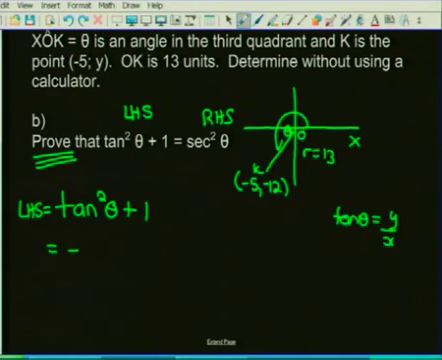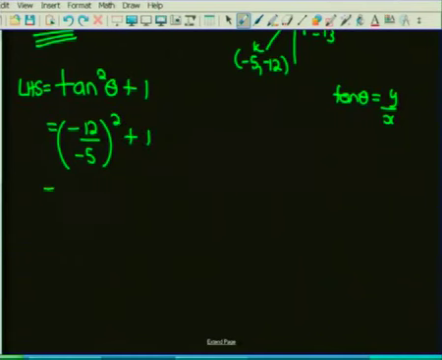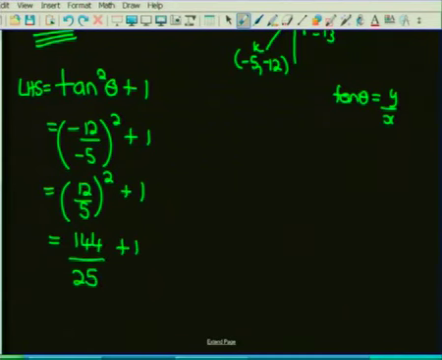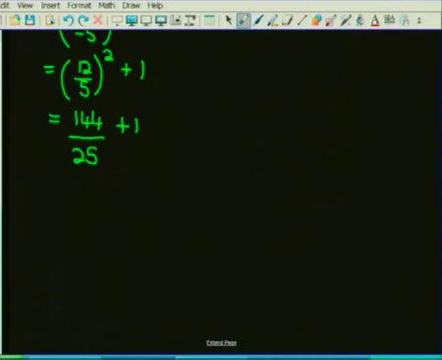So it will be minus 12 over minus 5, and I've got to square that, plus 1. So what we're going to do is work that out. Of course, a negative over a negative makes a positive, so we actually have 12 over 5 all squared plus 1. Well, 12 squared is going to be 144 over 25 plus 1. And then to get that as one fraction, we would take a common denominator of 25, realizing that's over 1.